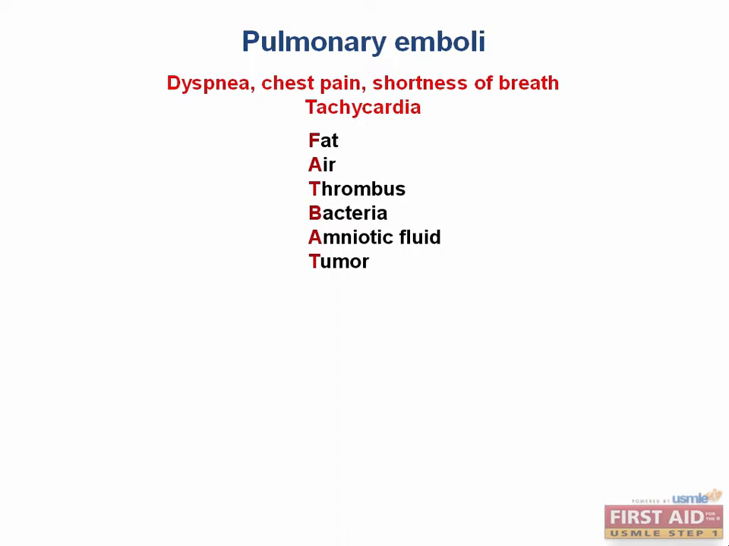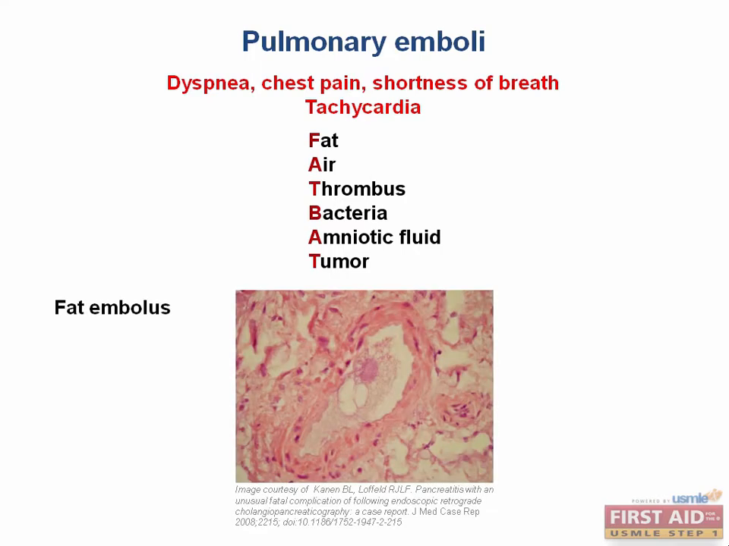Now, all these patients have hypoxemia, neurologic abnormalities, and a petechial rash. This is an H&E stain of a blood vessel in the lung. The patient died of a massive fat embolism after an ERCP that resulted in pancreatitis.